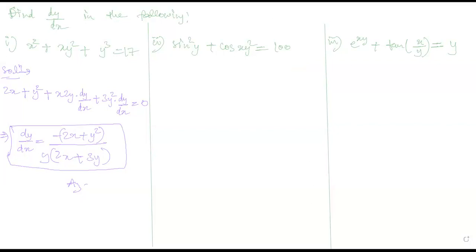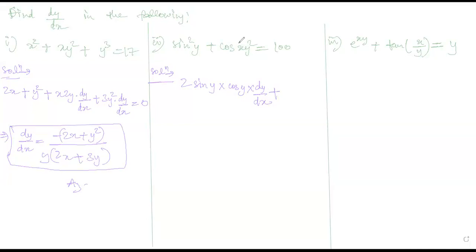And the second part, anyone? Okay, let me also help you out with the second part here. This is sine square y, right? This would be 2 sine y first. First, we will deal with the power. Then we will reach sine. Sine is cos. Cos y. Then we will reach y. Y is dy by dx. Right? Plus, then I'll reach cos of xy square.